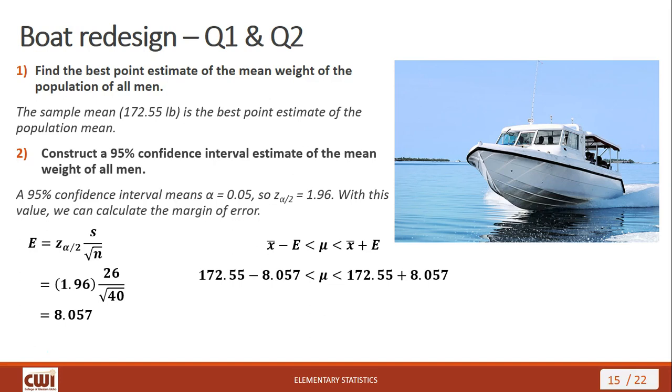So our point estimate, x bar, is going to be 172.55. Our margin of error, 8.057. Subtract on the left, add on the right, and we get the upper and lower limits for our confidence interval, 164.93 to 180.497. This then is our 95% confidence interval for the mean weight of all men, which means that we're 95% confident that the true mean value of the weight of all men lies within this interval.